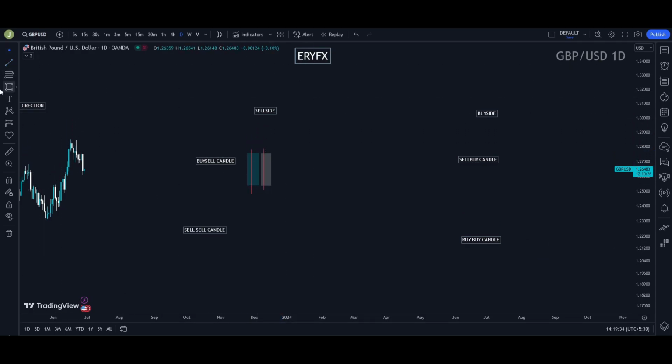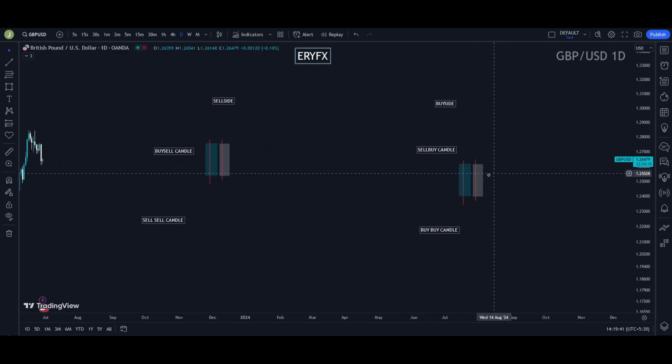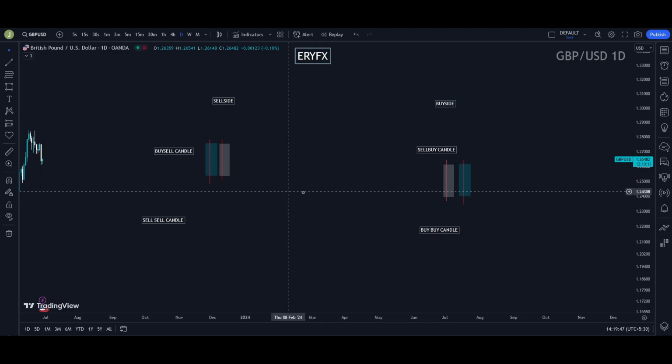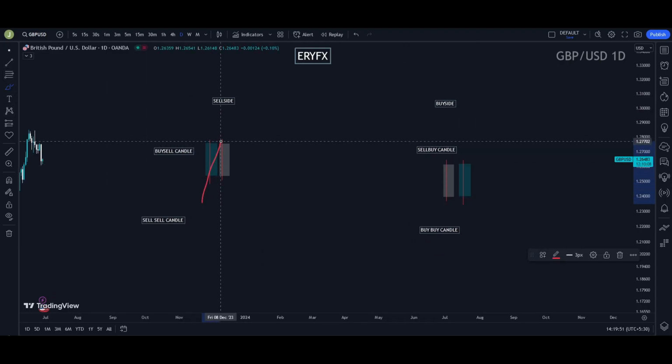For this, maybe I can just copy it over here, the sell-buy candle, and move this over to this side. So we're going to be marking for the sell side. We take the close of the buy candle and the open of the sell candle. We mark this and wait for a candle to form here.